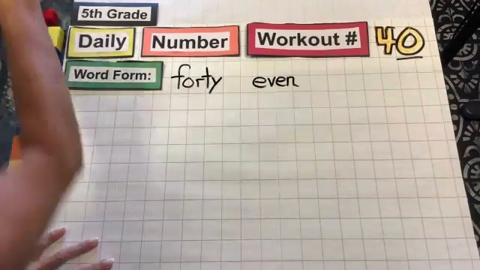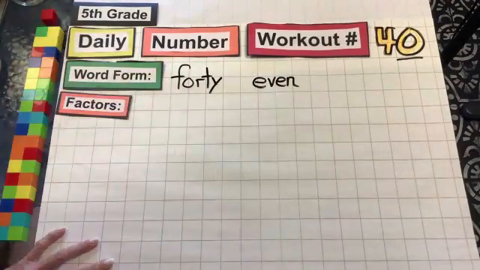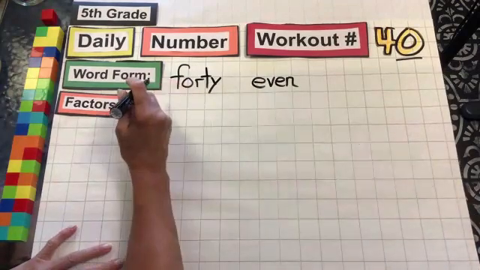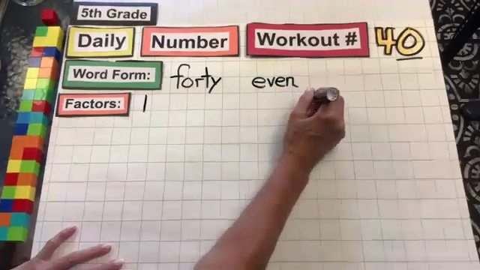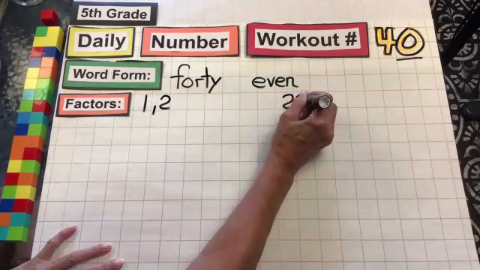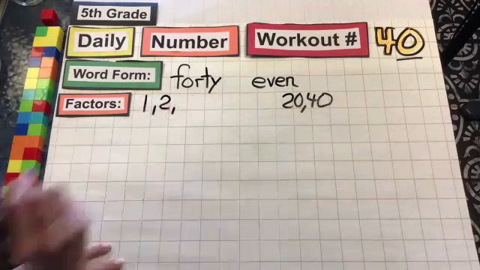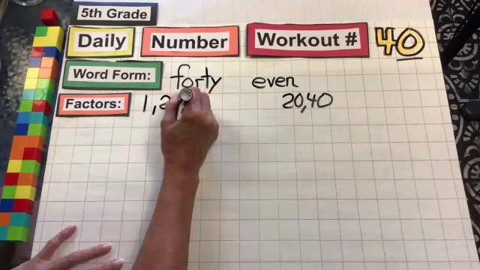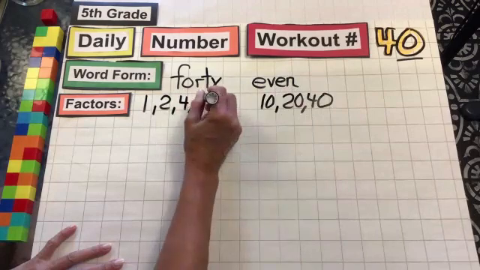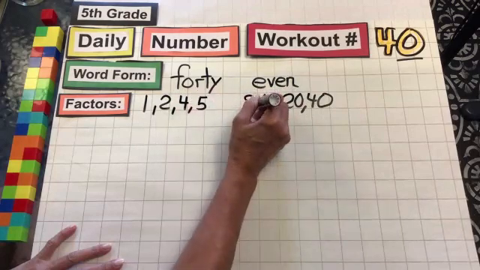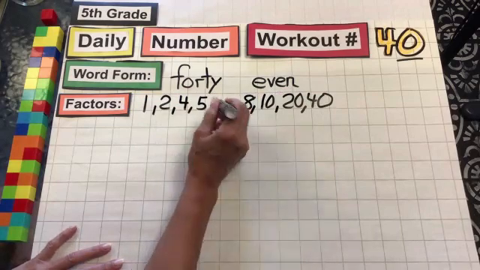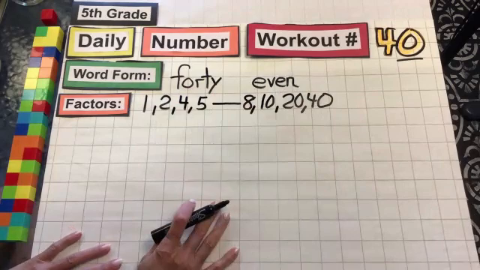And let's check out the factors. So factors of 40. Let's see what you have. If you didn't have some that I'm going to talk about, add them in. 1 times 40, of course. 2 times 20 equals 40. 3 doesn't go in. 4 does. 4 times 10. And we have 5 times 8. 6 doesn't go in evenly. 7 doesn't go in evenly. So we are done. So we have 8 factors.